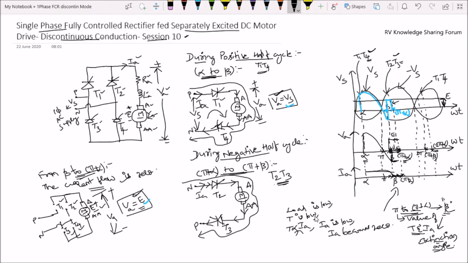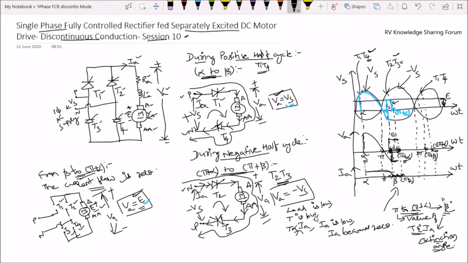See, if you observe the positive half cycle, here it is phase and neutral, of positive Vs. Here the supply is reversed, neutral and phase. Therefore, here it will be minus Vs. And the armature voltage across the armature terminals is VA. So if you apply KVL to this loop, our VA will be minus Vs. Our armature voltage will be minus Vs.